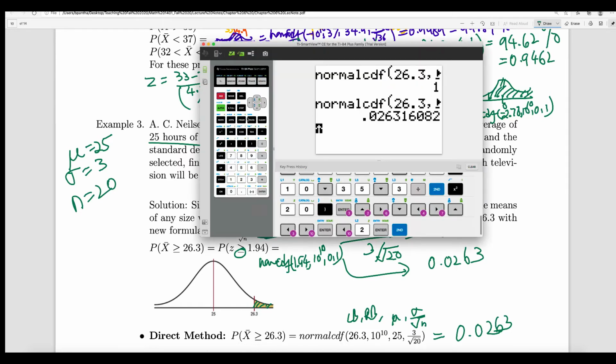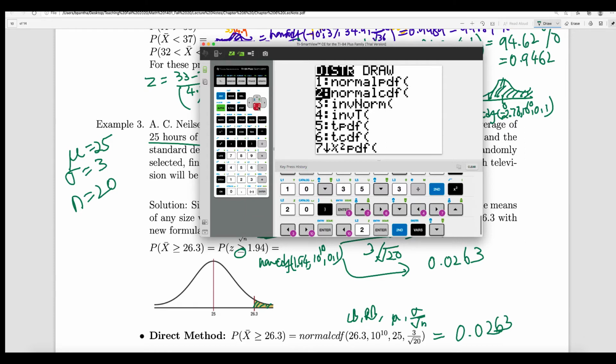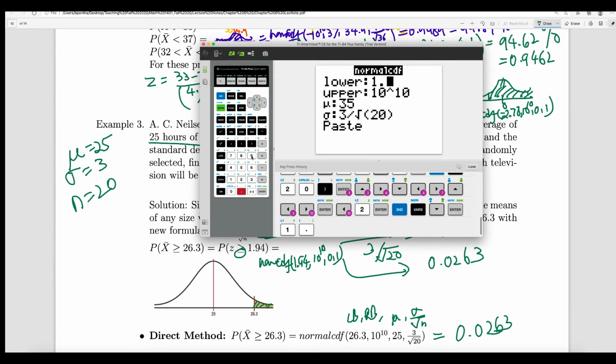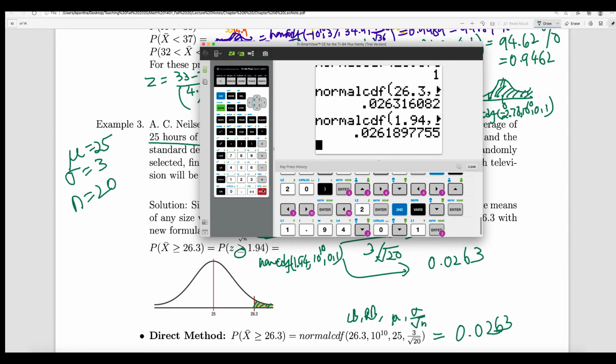So let's do the z-value method. In the z-value method, the left bound is 1.94, that is the z-value we got. The right is 10 to the 10, and then the mean is 0, sigma is 1. So you can do that and hit enter. You will get 0.0262. So here you get 0.0263, but here you get 0.0262.